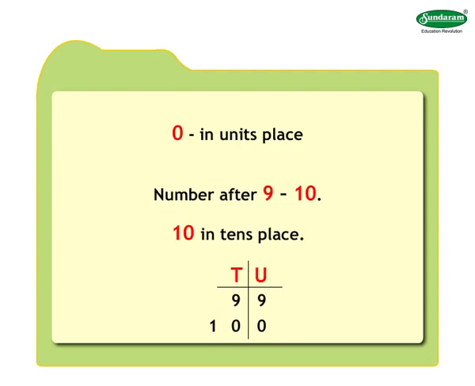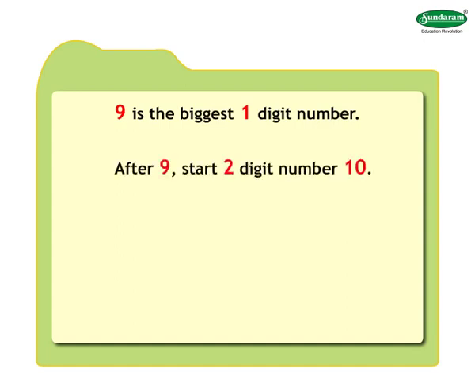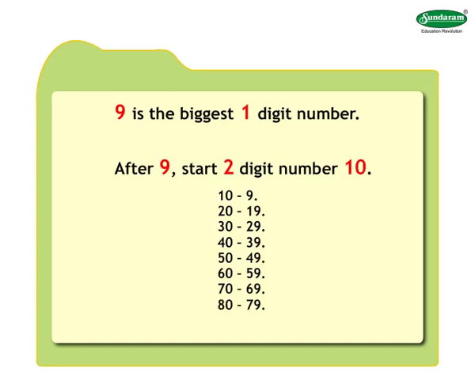What did you notice till now? 9 is the biggest one-digit number. After 9 starts the two-digit number 10. Thus, 10 is the smallest two-digit number. Then, we got the numbers 10 after 9, 20 after 19, 30 after 29, 40 after 39, 50 after 49, 60 after 59, 70 after 69, 80 after 79, 90 after 89, 100 after 99.